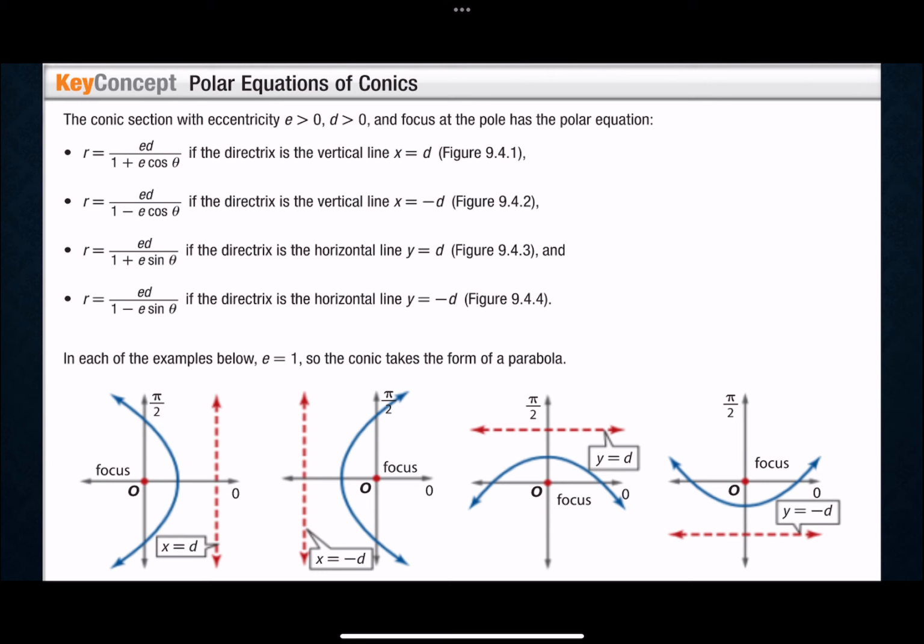Both e and d are always positive values. E is referring to eccentricity, and d is referring to the directrix. Now, the type of equation you're dealing with for the directrix is going to depend entirely on the original polar equation. You're noticing, again, the numerator is always ed, so that's not really the relevant part.